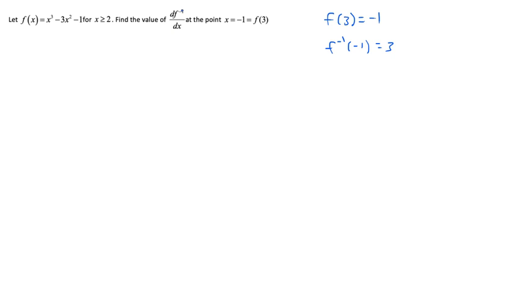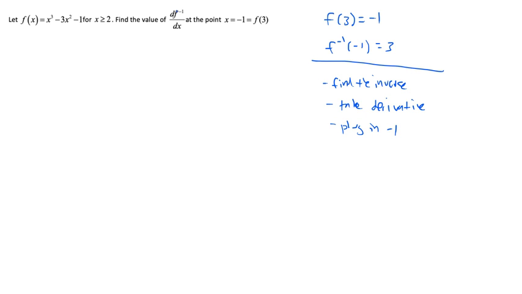So what is this question really asking? This is the function in question. What do we want to do? We want to find the equation of the inverse, then take the derivative of that inverse, and then plug in negative 1. That's really what this question is asking. So, find the inverse function.